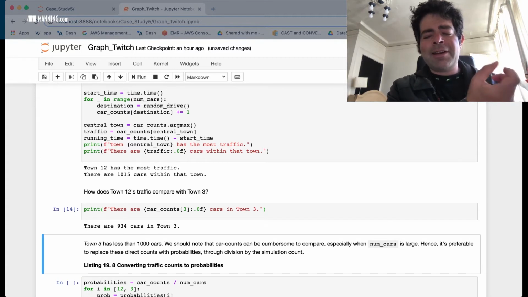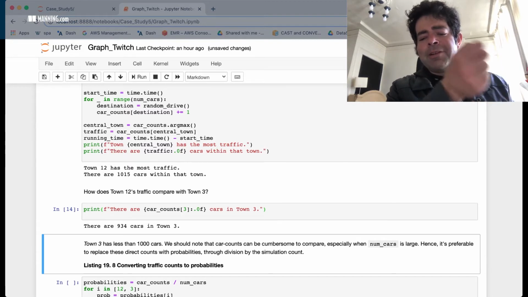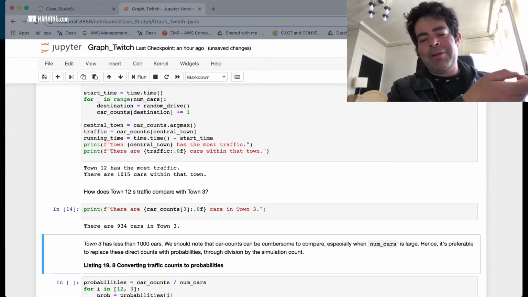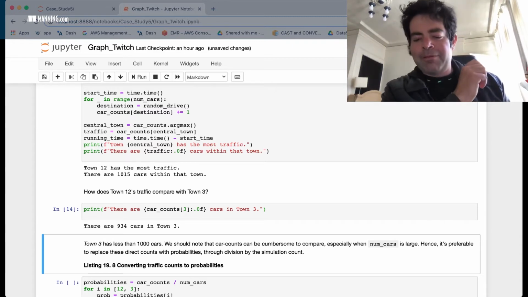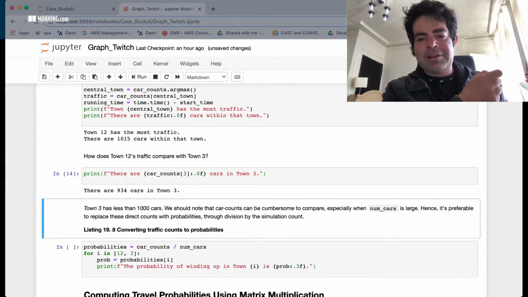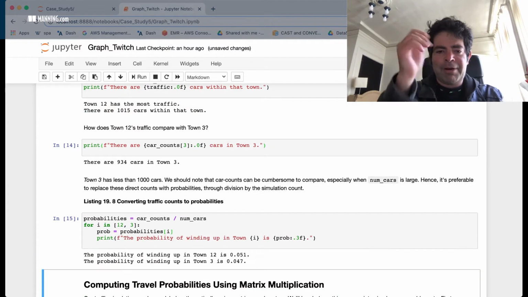And in data science, sometimes it's more intuitive to take large numbers and to normalize them, where in our case, we would normalize by dividing by the total number of cars, 20,000. And this would transform our values from large numbers to probabilities between 0 and 1. So this would give us the probability of winding up in town 12 at random after making 10 random stops, or winding up in town 3 at random after making 10 random stops. And let's just normalize our values now and look at the probabilities.